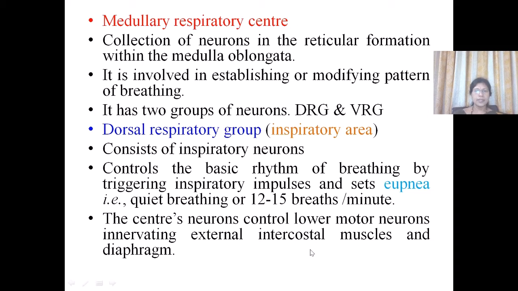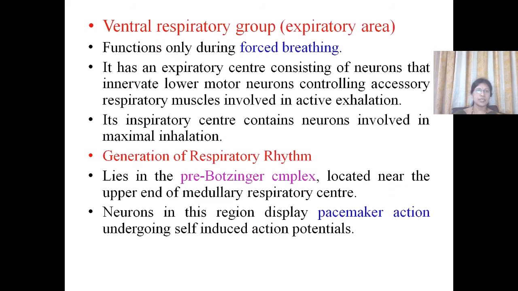The activity in the dorsal respiratory group increases over a period of 2 seconds. This stimulates the intercostal muscles and diaphragm and that leads to inhalation. Later on, the DRG becomes inactive and the intercostal muscles and the muscles of the diaphragm relax, and that leads to passive exhalation.